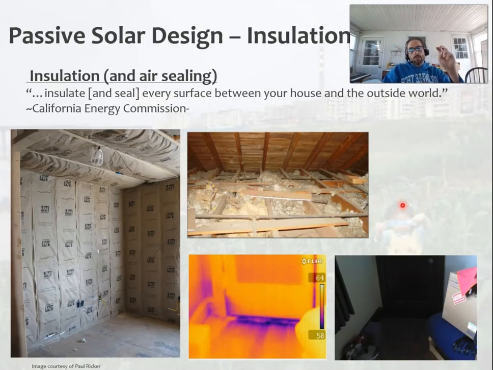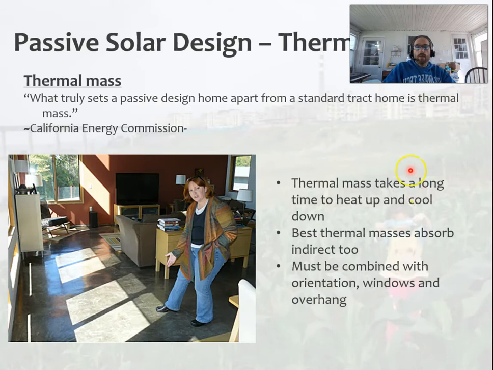So number one is orientation. Number two is overhangs and shading. Number three is your windows. Number four is insulation and air sealing. This is pretty straightforward. If you want to keep the heat in the winter and prevent the heat coming in the summer, you need a lot of insulation and good air sealing. Pretty straightforward. And the last one, number five, is your thermal mass.